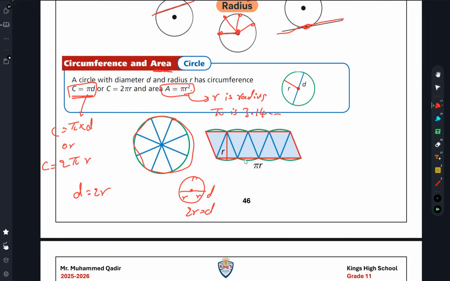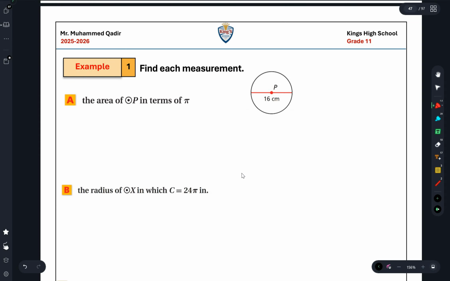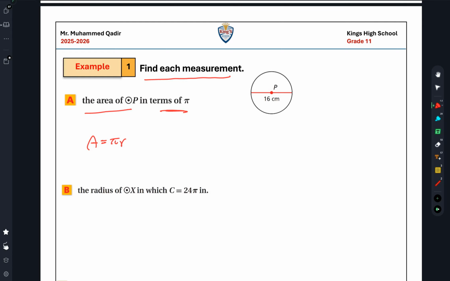Okay, let's take some examples. The first example says, find each measurement. The area of a circle in terms of pi. We just learned that area equals pi r squared. Area equals how much? Pi, r how much? We don't know. We are given the diameter. So the diameter equals 16. I need to find r. The radius is half, so by dividing by 2 we get r. 16 divided by 2 is 8. So r equals 8.